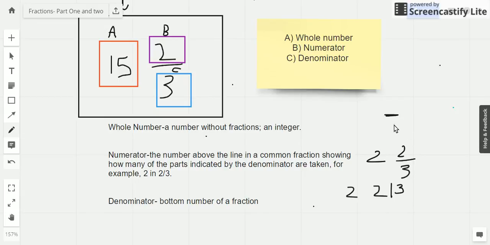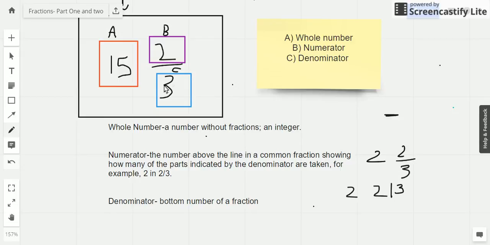In a second, we're going to go over what the denominator is. But before we get to that, I just wanted to let you know that whole numbers can also be part of a fraction. For this definition, I don't want you getting confused, because the whole number is a part of the fraction, but the whole number doesn't have a fraction beneath it.